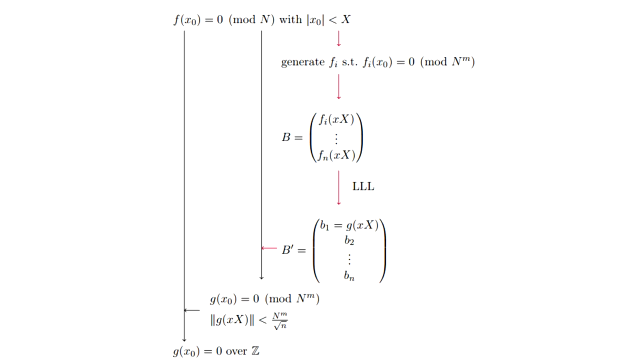And really quick, we generate a bunch of polynomials that have the same root as our problem f, but modulo n to the power m. We create a matrix with all those polynomials that will be the basis of our lattice. We give that basis to LLL. It gives us a new basis, and the shortest vector is actually the polynomial we're looking for. But if you look closely at the diagram, you can see that we're feeding it f as a function of x multiplied by our big X, which is the upper bound of our roots. So why is that? Let me explain.